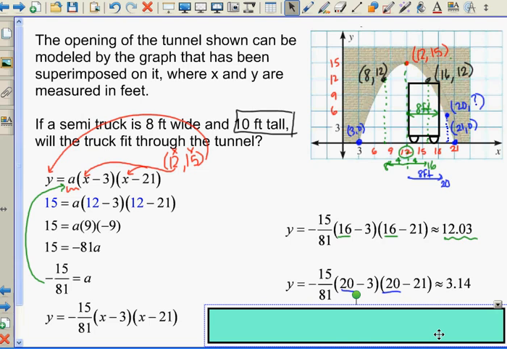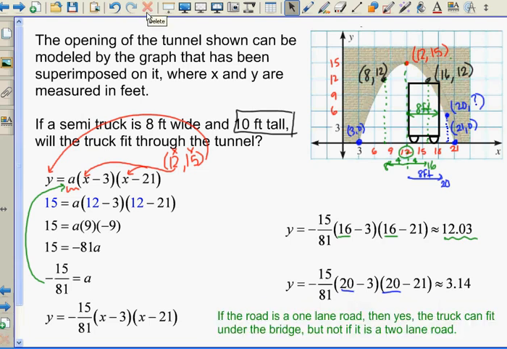So that's what I went ahead and wrote. I just wrote out both possibilities. If the road is a 1-lane road, then yes, the truck can fit under the bridge, because remember the bridge was 12 feet tall. Or if we were splitting and letting the truck go in the middle. But not if it's a 2-lane road and the truck has to stay on one side. Then the bridge is not even close to tall enough for it to go under. Right? Okay, I'm going to stop this one so this video doesn't get too long and give you part 2 here in just a sec.